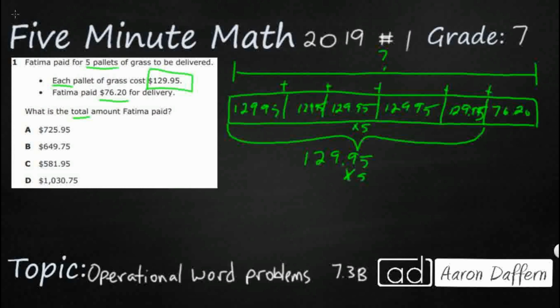Figure out what that sum is. When we multiply decimals, we just ignore the decimal, right? We just pretend it's 12,995 times 5. The decimal comes back at the end.